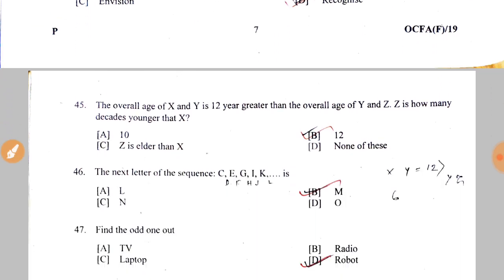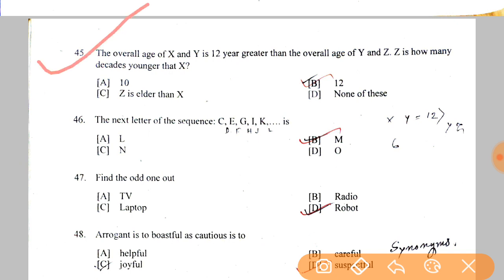Next question number 45. Sorry, the overall age of X and Y is 12 years greater than the overall age of Y and Z. Z is how many decades younger than? So, here actually, the answer to 1.2 hoy, can to here the option to 9, the one here B number to correct.